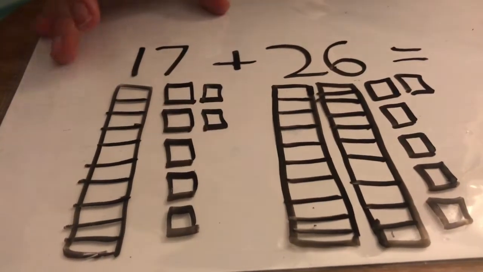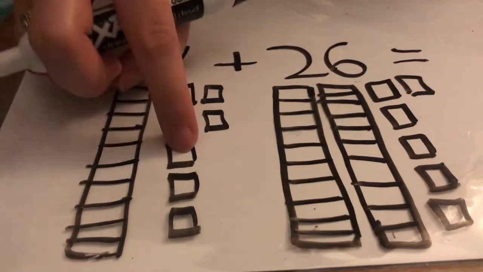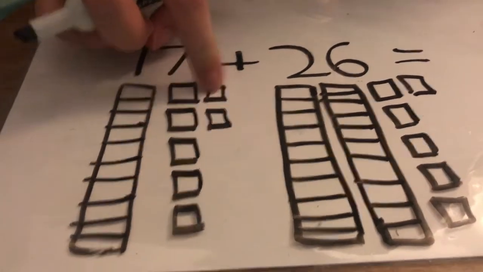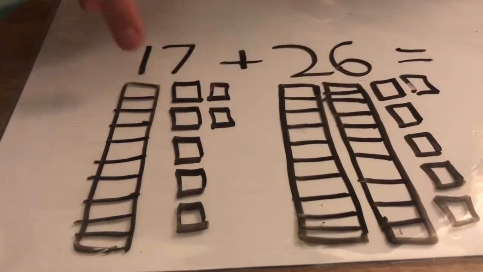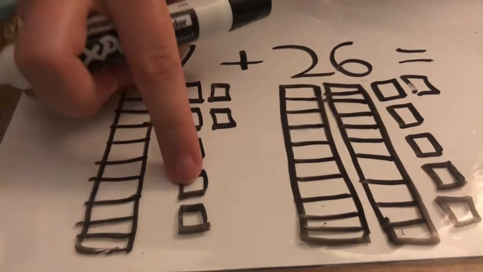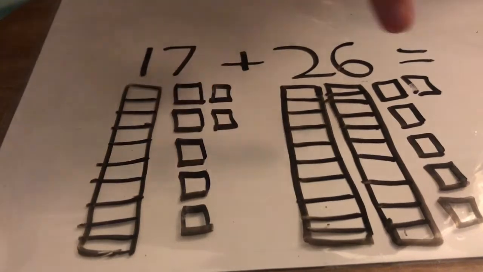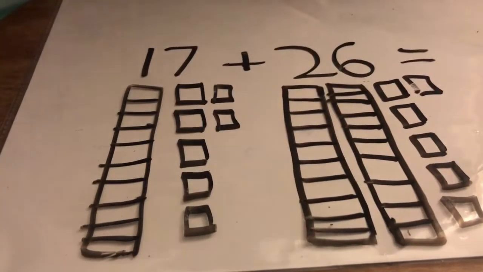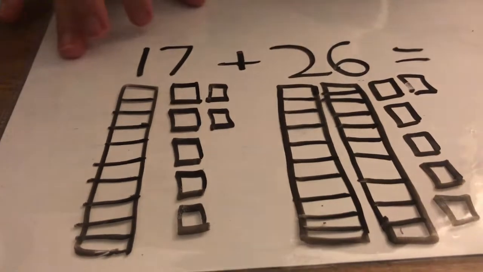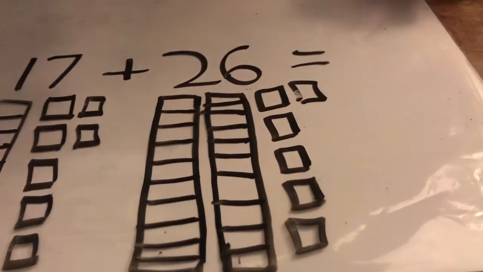Now let's see how many ones we have total. Oh, I'm sorry. Total. 1, 2, 3, 4, 5, 6, 7, 8, 9, 10, 11, 12, 13. 13 ones. So to make it a little easier to see, I'm going to draw all those ones over here.